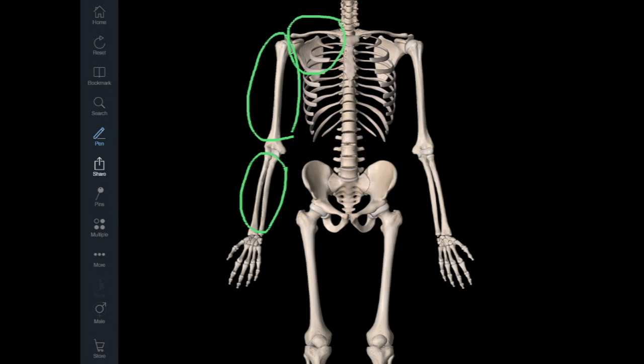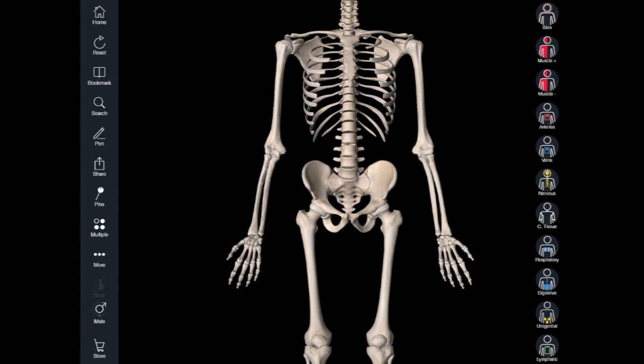Then we have bones of the hand, which are again divided into some parts. Firstly, we have bones of the carpus, or the carpal bones. They consist of two rows, a proximal and a distal row, and then we've got bones of the metacarpus, or the metacarpal bones, and of course the phalanges. Okay, so there are some joints in between these bones.